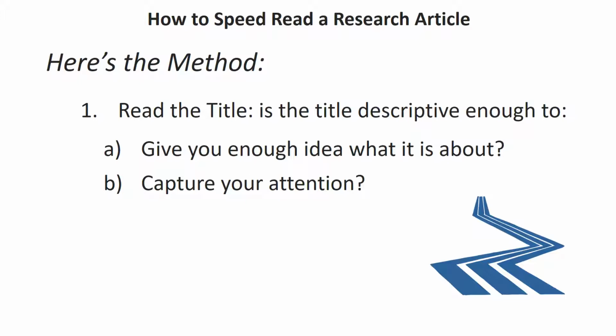So here's the first one. It may be obvious. Read the title. You're probably at the stage of doing a literature search quickly, and you're in a database, and it's just going to list the titles. So you're going to read the title, determining if it's descriptive enough to give you a really good idea of what it's about. You want to know if it's relevant, right? And lastly, does it actually even capture your attention? So you've read the title.